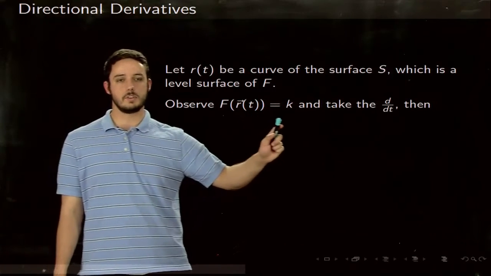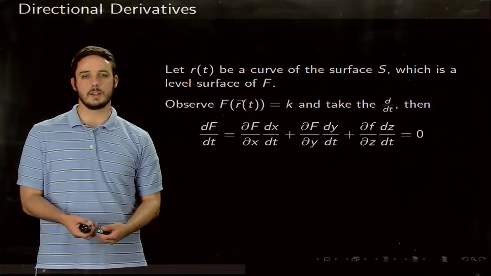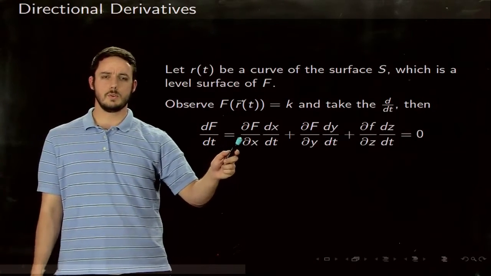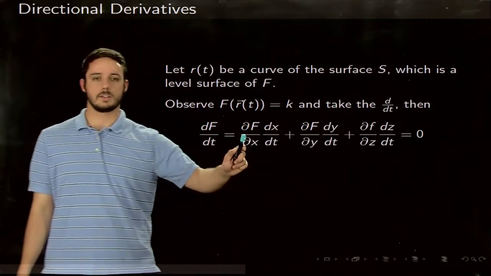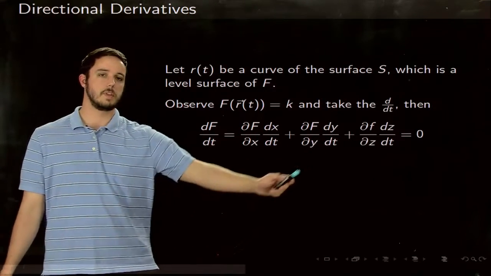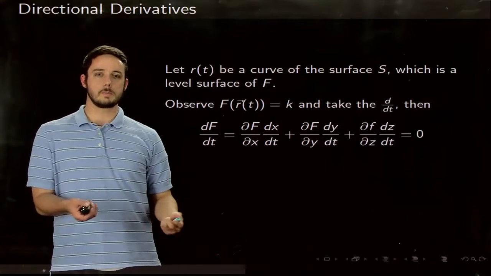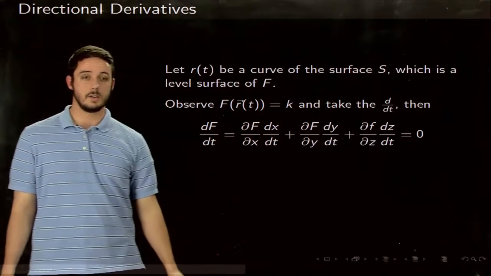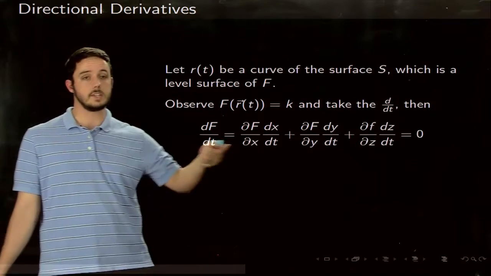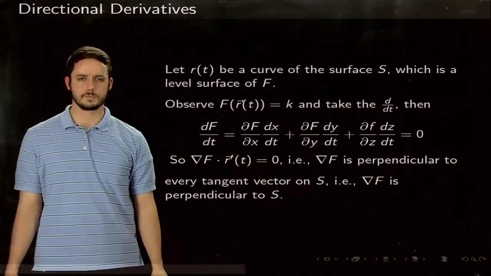So f of r of t should be k. And so let's take the derivative with respect to t of this. What do we get? Well, the derivative of f with respect to t is just equal to, by one of our formulas, df dx times dx dt plus df dy times dy dt plus df dz times dz dt. And furthermore, we know this must be 0, because what's the derivative of k? Derivative of k is 0. If something is remaining constant, then its derivative with respect to t is 0. So we know that this expression has to equal 0.